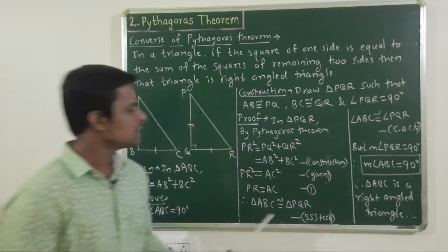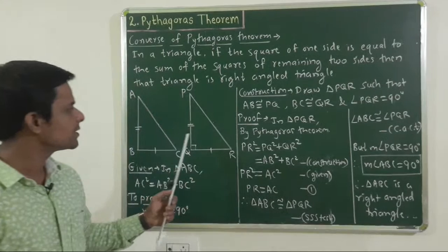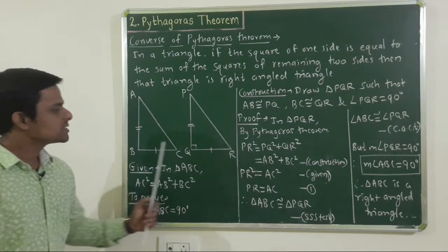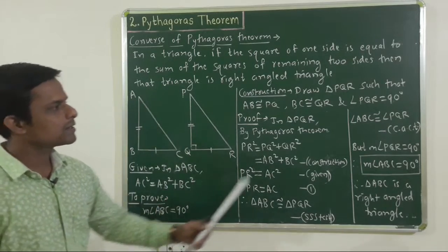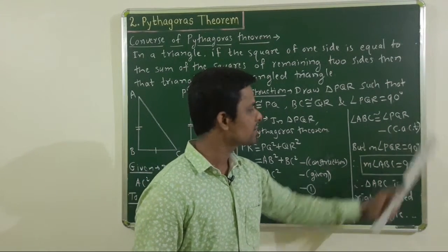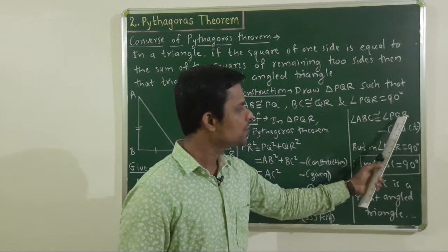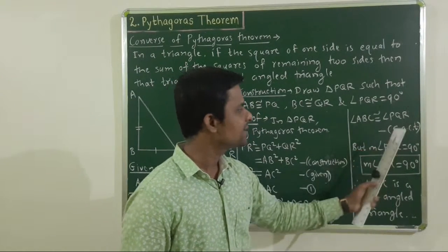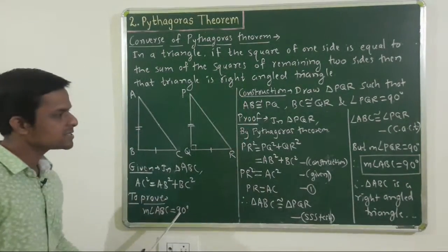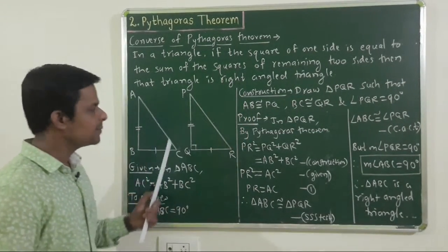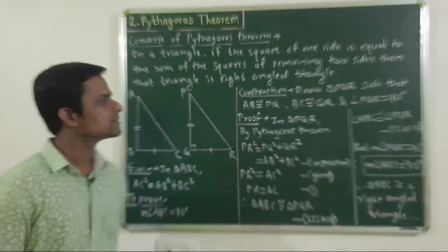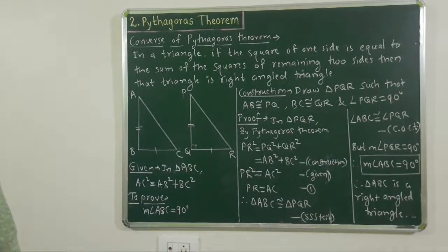Now, since these two triangles are congruent, therefore their corresponding angles are congruent. It is angle ABC is congruent to angle PQR, reason corresponding angles of congruent triangles. But measure of angle PQR we have constructed as 90 degree, therefore ABC is also 90 degree. Means measure of angle ABC is 90 degree. That means triangle ABC is a right angled triangle. This is about converse of Pythagoras theorem.